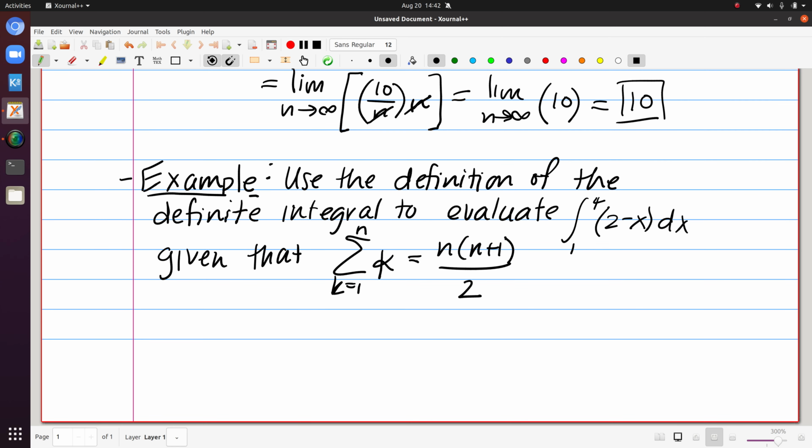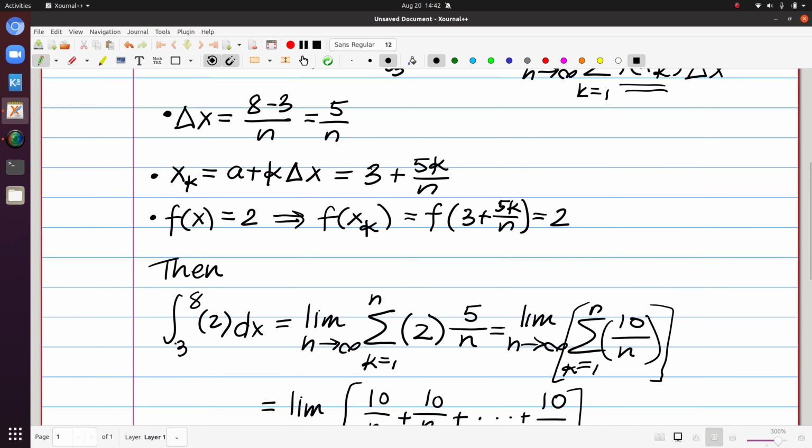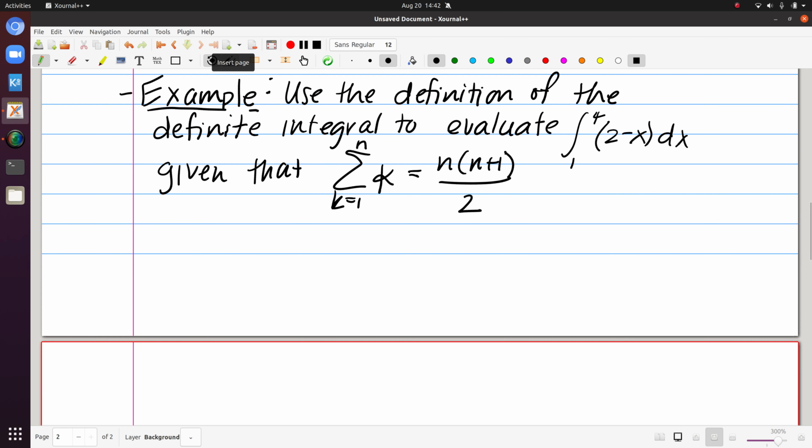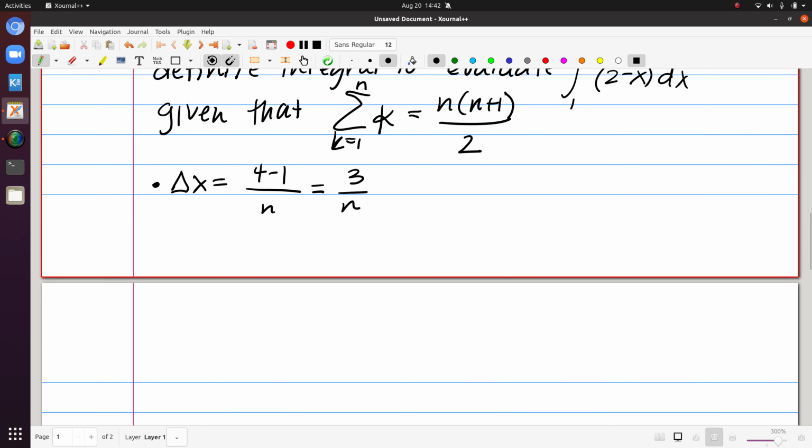So my approach is going to be very similar to what I did up top. And the first thing I want to do is start with delta x. So I'm going to need another page. So let's find delta x. So I know the length of my interval here, 4 minus 1, is 3. So delta x is 3 over n. I can find xk. That's going to be our leftmost point in the interval, 1 plus k delta x. So 1 plus 3k over n.